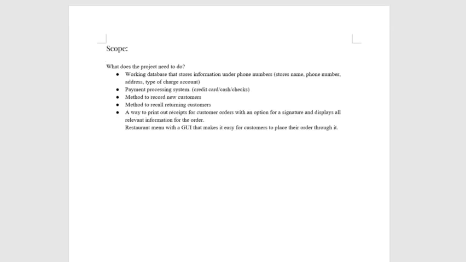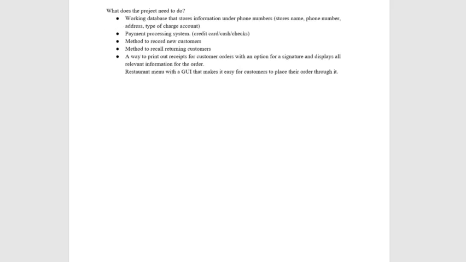As for the scope, we needed a working database that stores information under the user's phone number, which means that all of their information, including the store name, phone number, address, and the type of charge account of the customer, is recorded here. We need a payment processing system which allows them to either have credit card, cash, or checks, a method to record new customers, and a method to recall returning customers, and a way to print out receipts for the customers with all the relevant information displayed to them at the end.